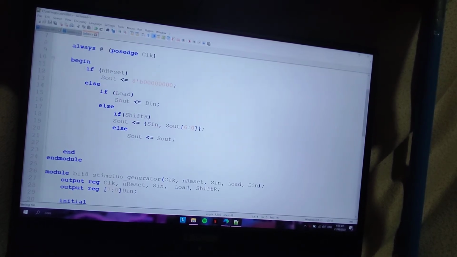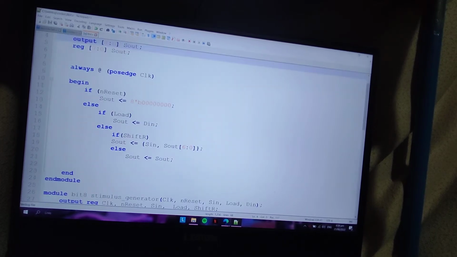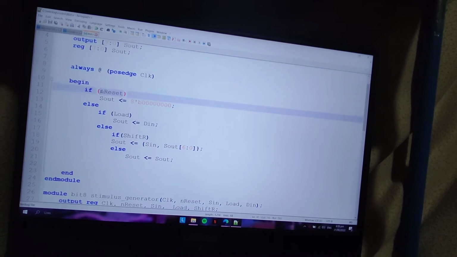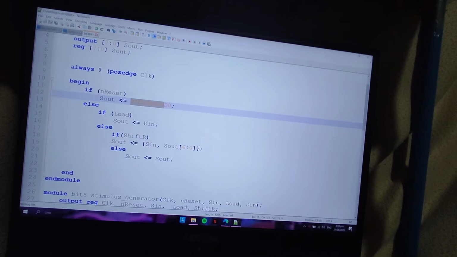Then we check the value of N reset. If it is equal to 1 or 0, it performs the same as in the truth table. Then if load is 1, data output is less than or equal to data input.